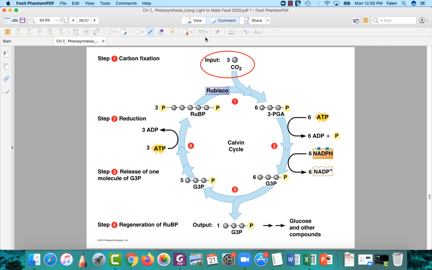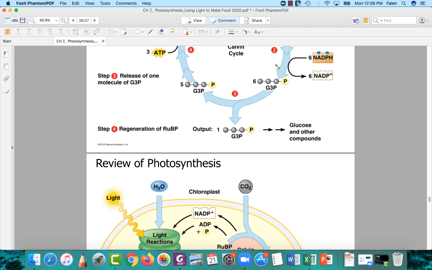The way it begins is, of course, CO2, our carbon source. See these little gray circles? What do they mean? Carbon. Okay, so CO2 has 1 carbon. It's a singular carbon compound. Okay, and for short, remember we call this a C.